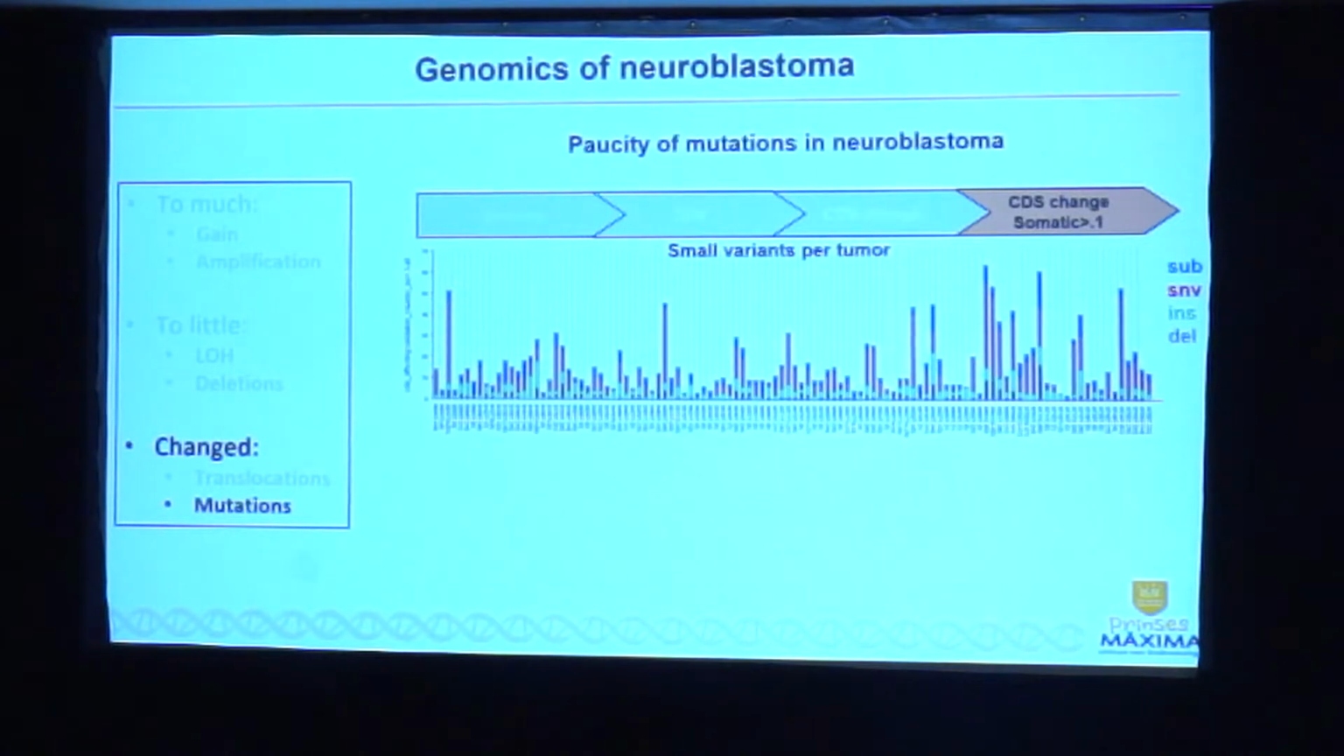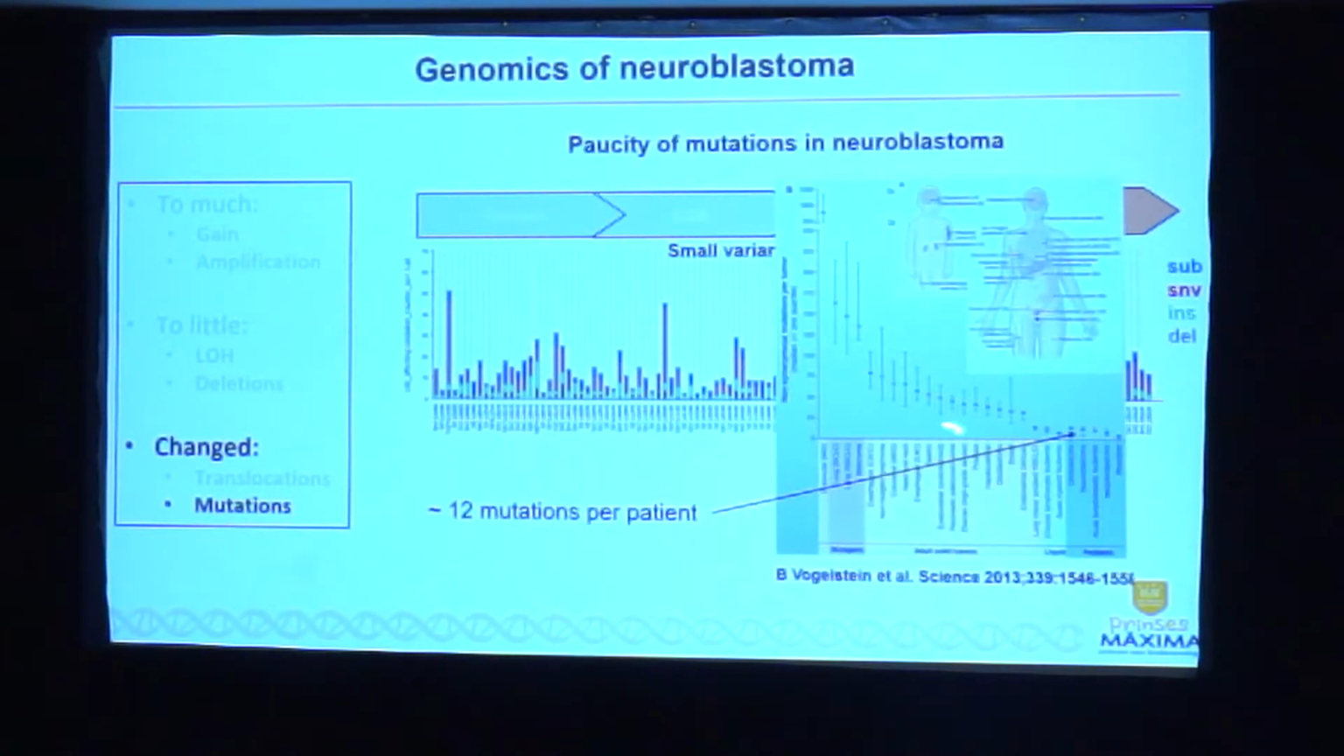And that's also very poor in neuroblastoma, because we have a paucity of mutations in neuroblastoma. When we filter for the mutations that are in the coding sequence, that are changing, that are somatic, we end up with this figure. So these are all neuroblastoma tumors. This is the frequency of mutations in the coding sequence that are somatic. And that, on average, is 12 mutations per patient, which is really little. Also, if you compare that to other tumors, so these are adult tumors, mutated phenotype tumors, these are the pediatric tumors. So in general, neuroblastoma, specifically in pediatric cancer, have very little mutations.